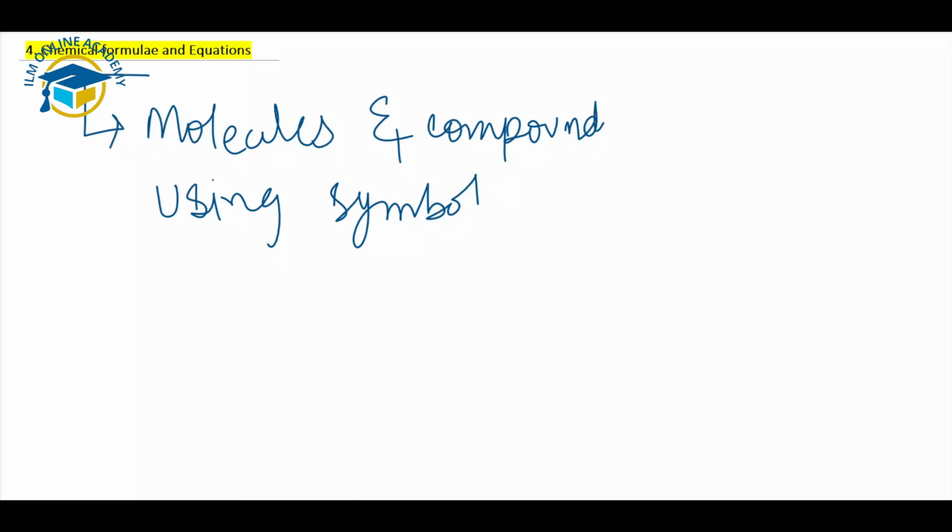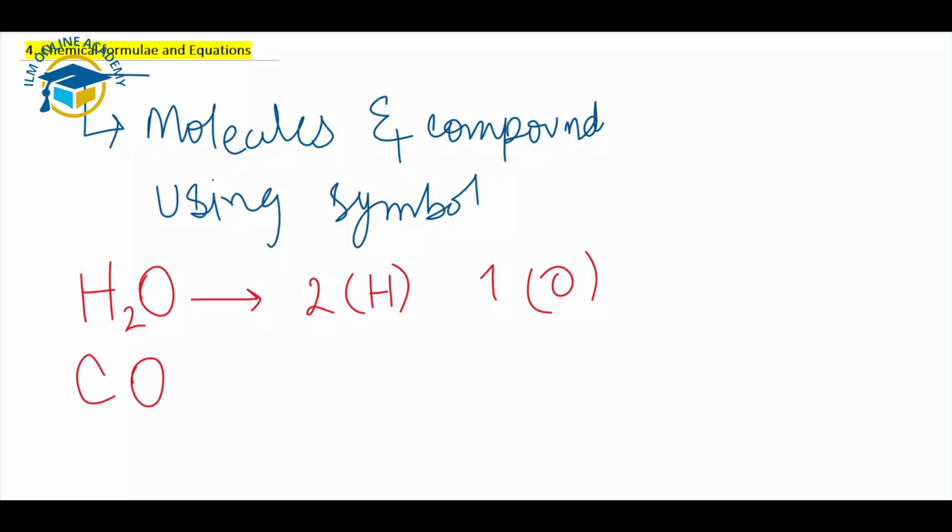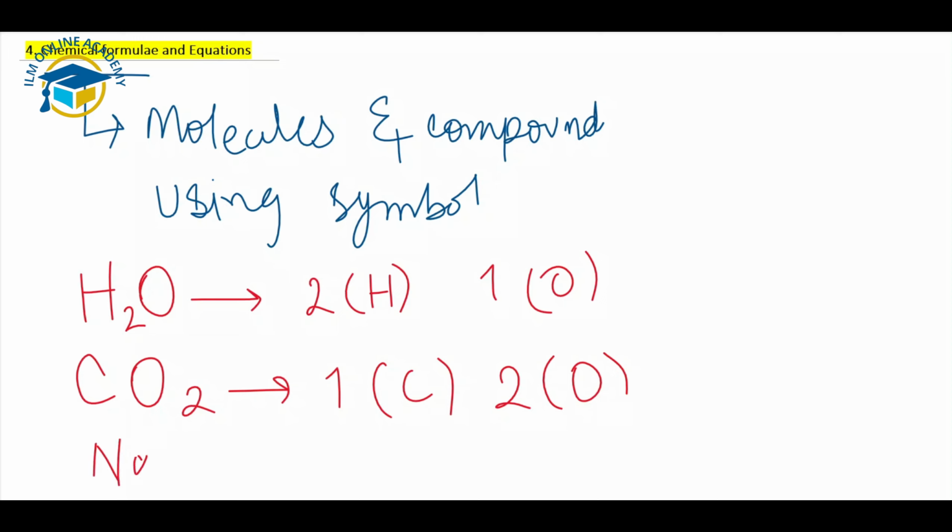For example, we have water, H2O. Water consists of 2 hydrogen atoms and 1 oxygen atom. We have another example, carbon dioxide, CO2. In this we have 1 carbon atom and 2 oxygen atoms. Next we have an ionic compound, NaCl. It contains 1 sodium ion and 1 chloride ion, to indicate the elements, ions, or atoms that are present in that formula.